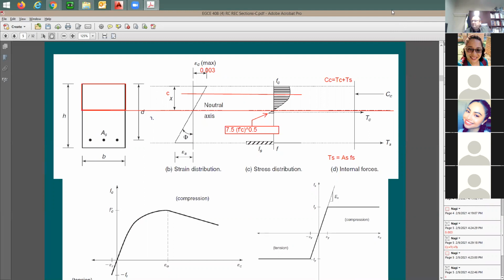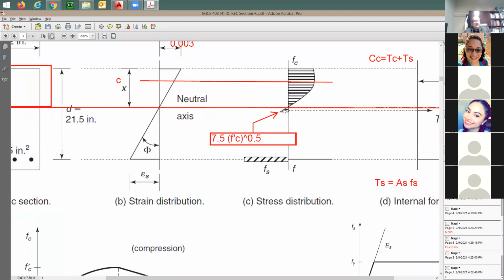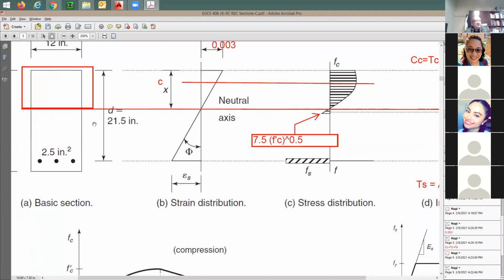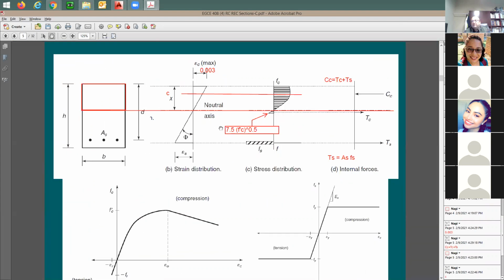So similarly, would T sub C be the area of the concrete? Yes, multiplied by the stress of rupture. It is going to be the volume of this piece here, the volume of the stress over the width of the beam. This is correct. And is that also true for a T shape? Yes. Okay. So the T in equilibrium.